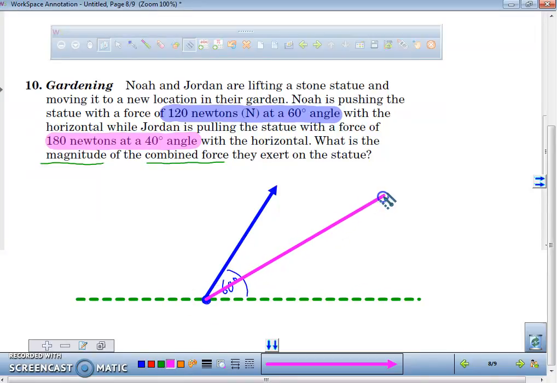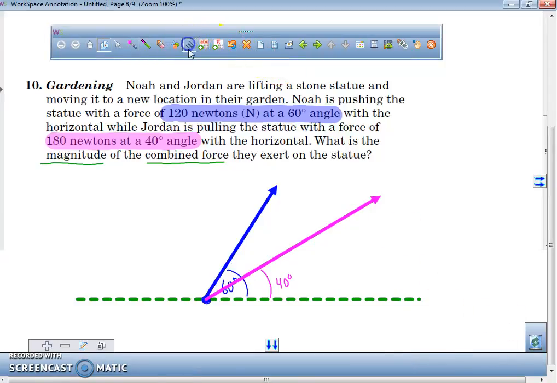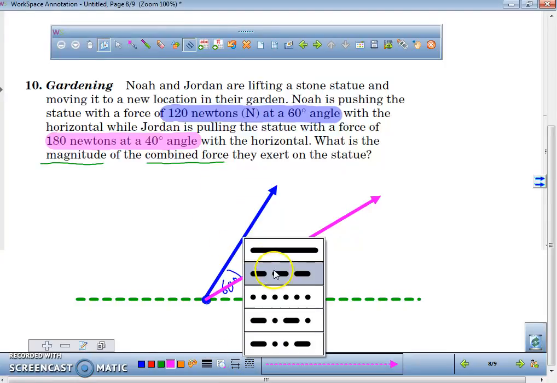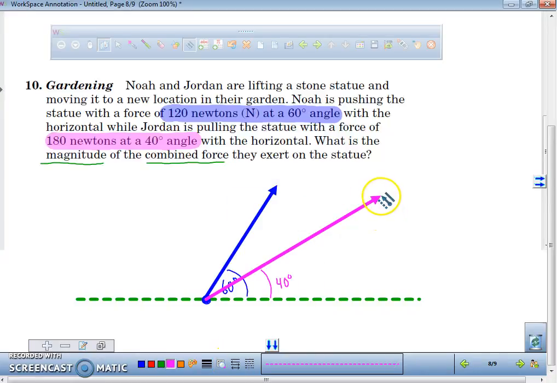Notice, I'm making my vector a little bit longer. Why am I making my vector a little bit longer? Because it's not 120 newtons, it's 180 newtons. So right here, this angle right here, everybody, is 40 degrees. All right, the next thing I'd like you to do, don't draw it too thick, okay? I'm going to thin these out a little bit. I want you guys to make a nice thin line, make a right triangle going straight down with the horizontal. Okay? And make another straight line going down with the horizontal.